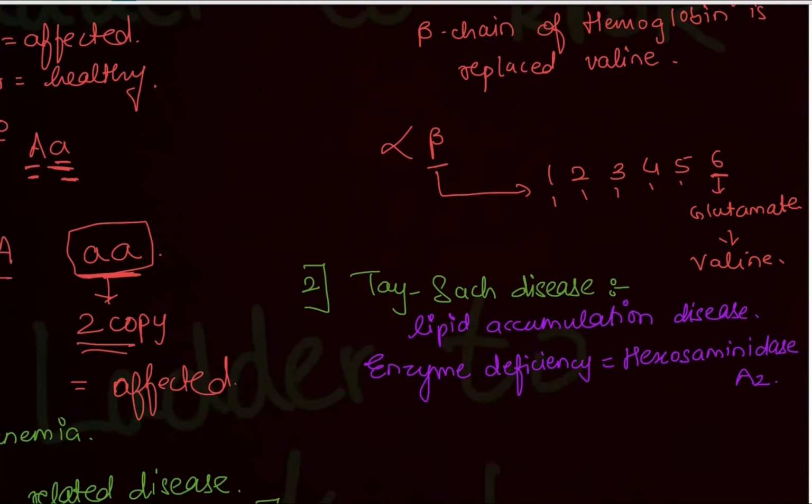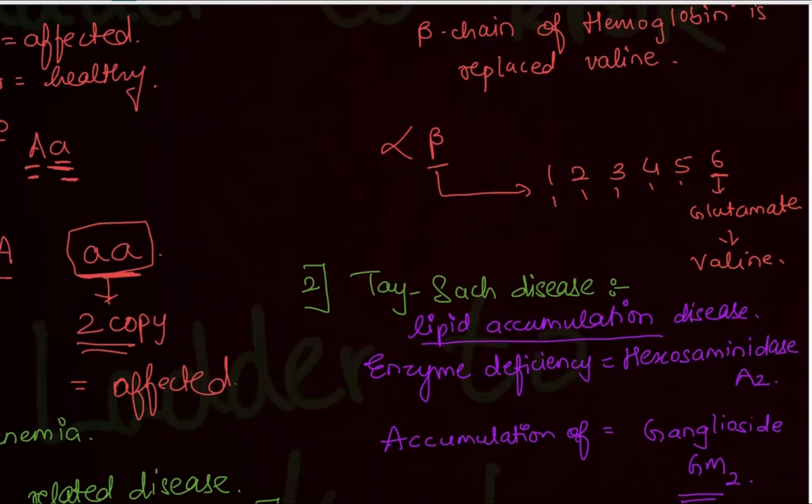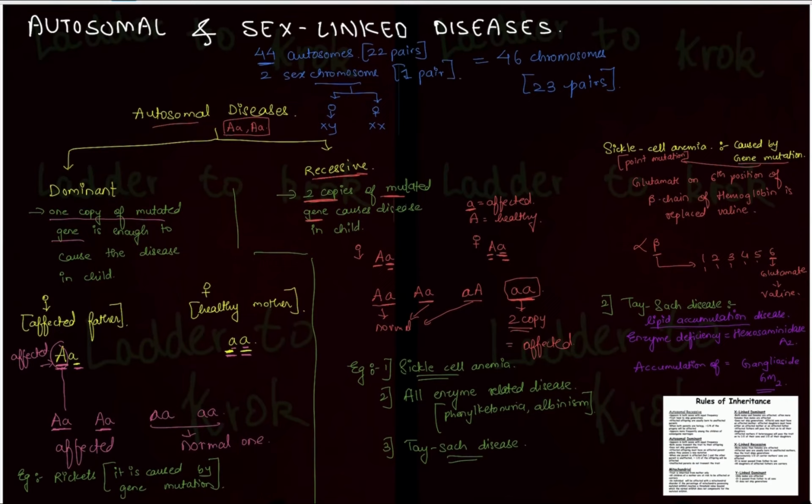If there is an enzyme deficiency, some substance gets collected, because the enzyme is basically catalyzing the reaction, right? It will break down the products. So if it is absent, that particular product gets accumulated. Write down: accumulation of ganglioside GM2. Ganglioside GM2 gets accumulated because hexosaminidase A2 is deficient, and such a disease we call Tay-Sachs disease. It is actually a lipid accumulation disease. That's all you have to remember regarding the autosomal diseases.